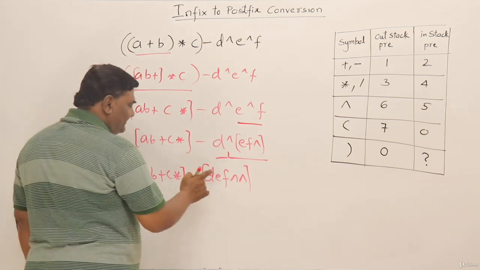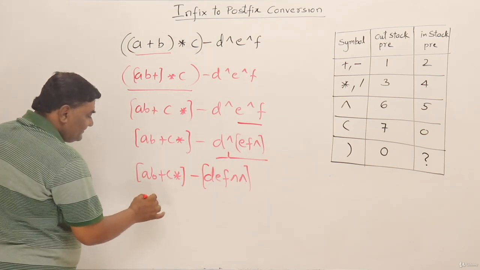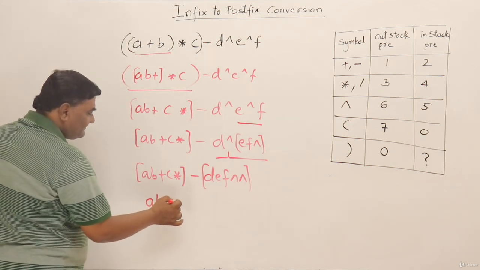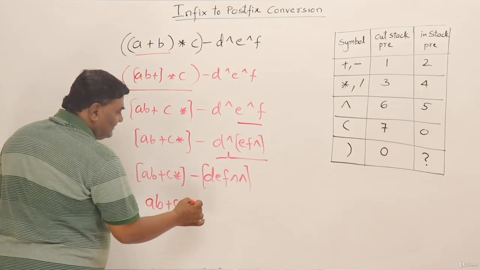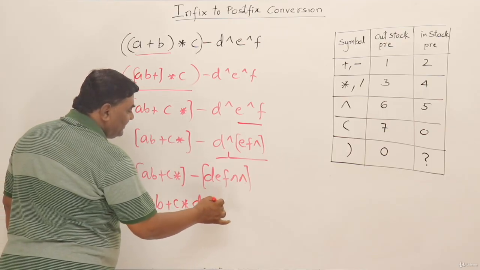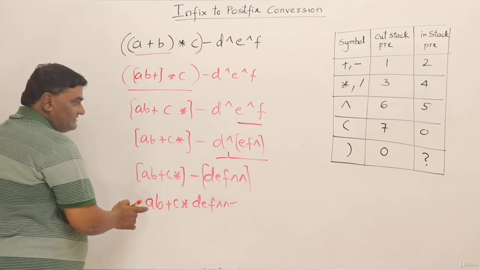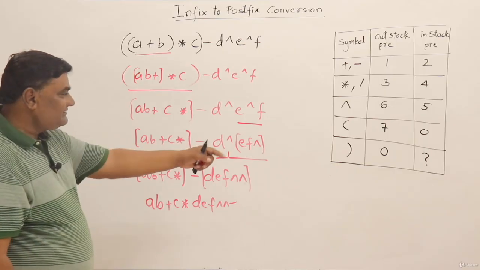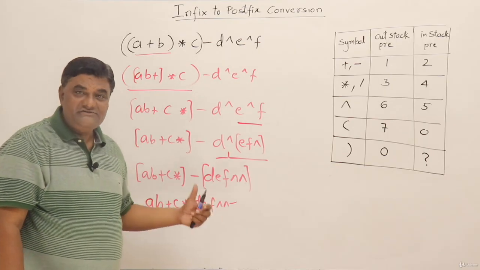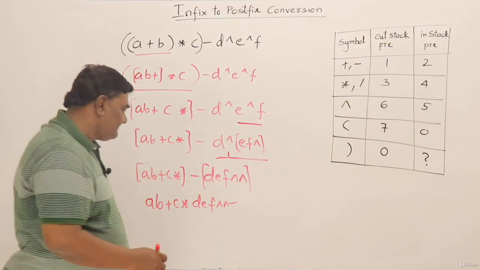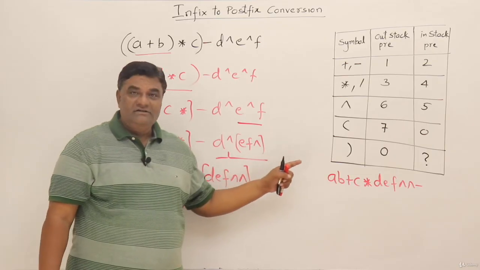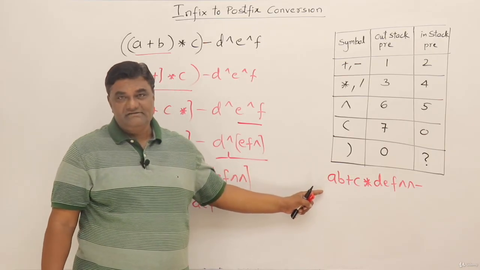Now this is completed, only minus is remaining. So final answer is AB plus C star DEF power minus. This is the postfix. I will write on the answer there so that when we finish with the procedure, we should get the same answer. So when we convert an expression, we should get this answer.